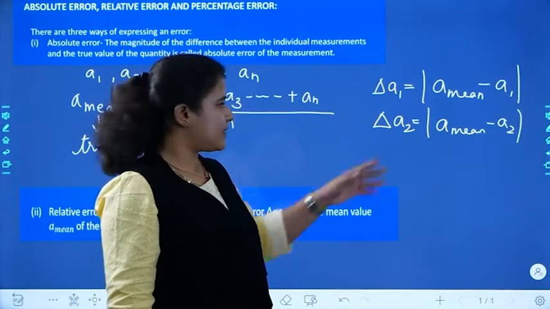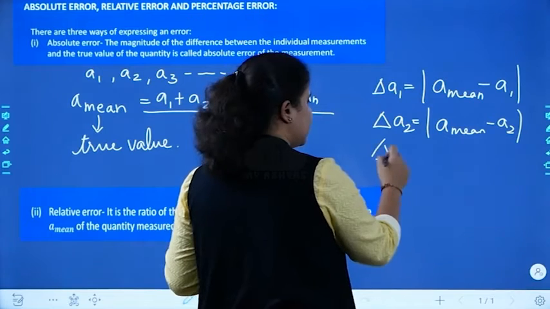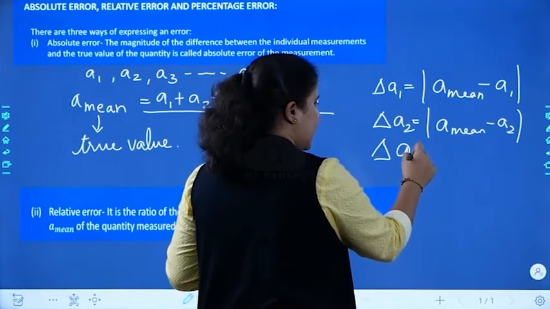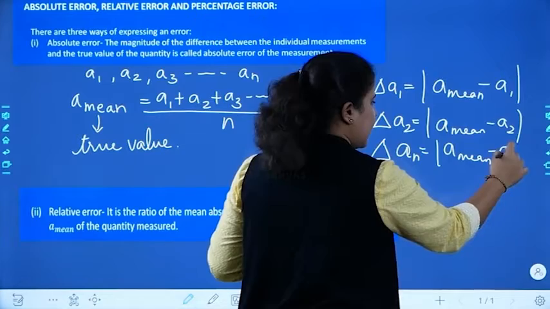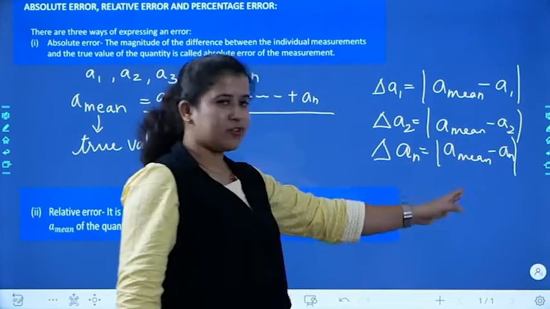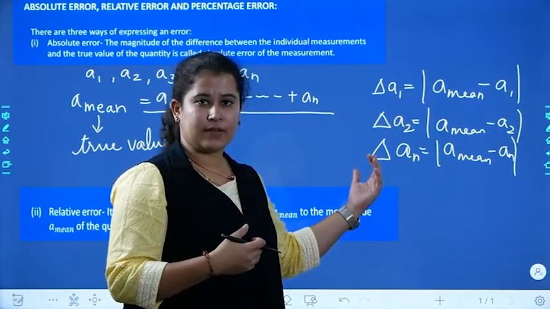Right. So this is for the second observation. Similarly, delta A for the nth, that is the last: delta AN is equal to A mean minus AN. So this is my true value and that is my measured value. So I am getting the absolute error.